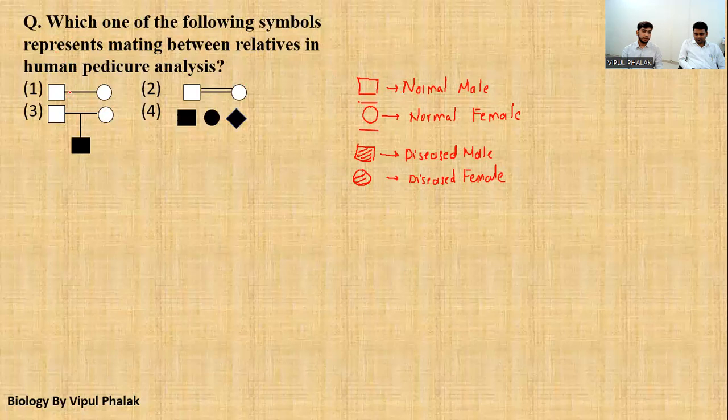So the first option, they have connected the square and circle with a single line, which represents the male and female are not closely related. So this is incorrect. In the second option, the square and circle are connected with two lines. This symbol represents the mating between relatives. So second is the correct option.